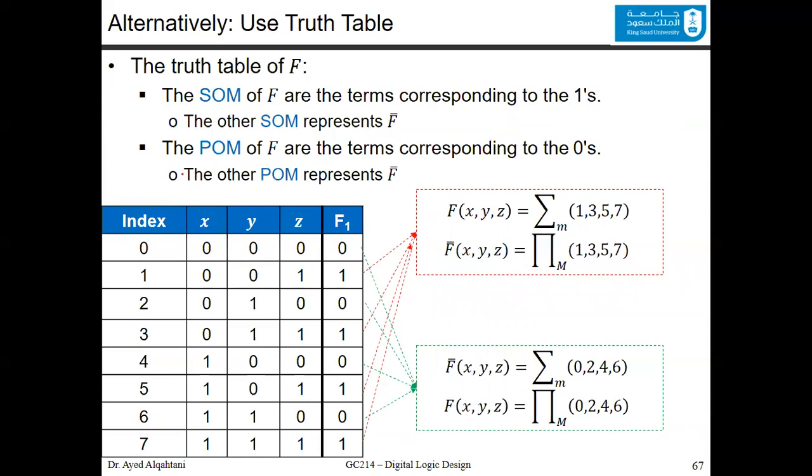You can alternatively use the truth table. And we mentioned this before somehow, and now you will see the full picture. In the truth table of a function, for example, f1, the SOM of f are the terms corresponding to the ones. This is the sum of minterms.